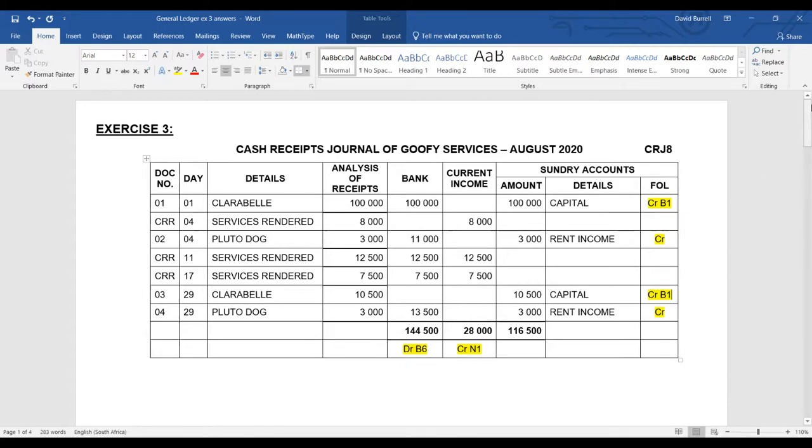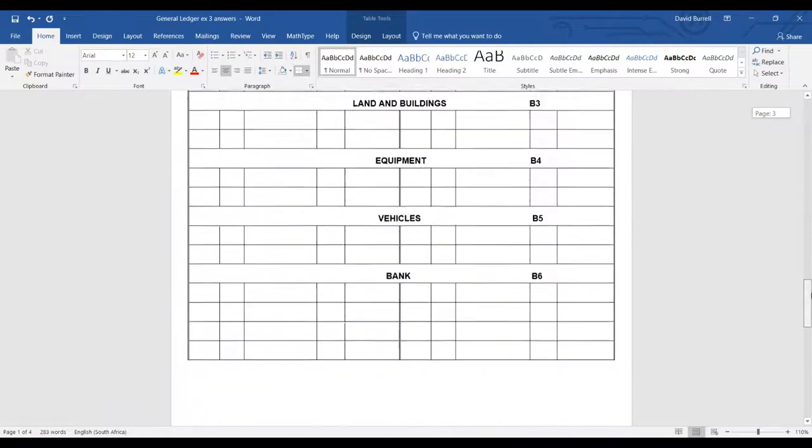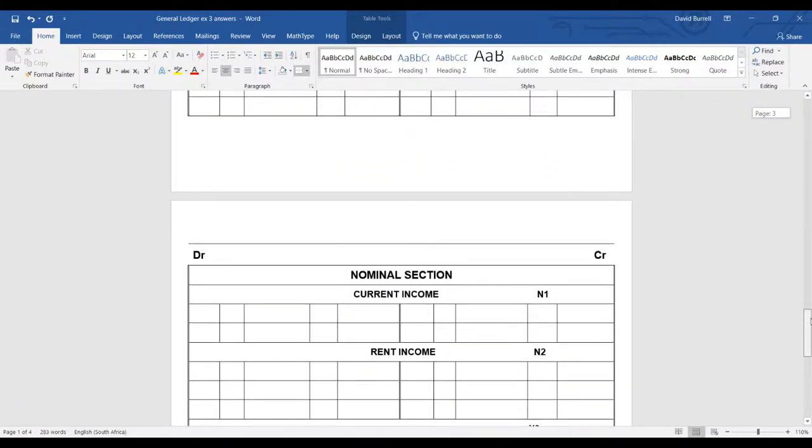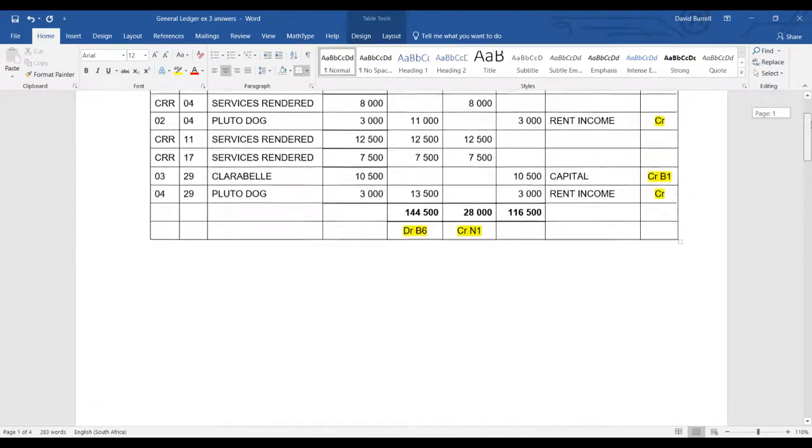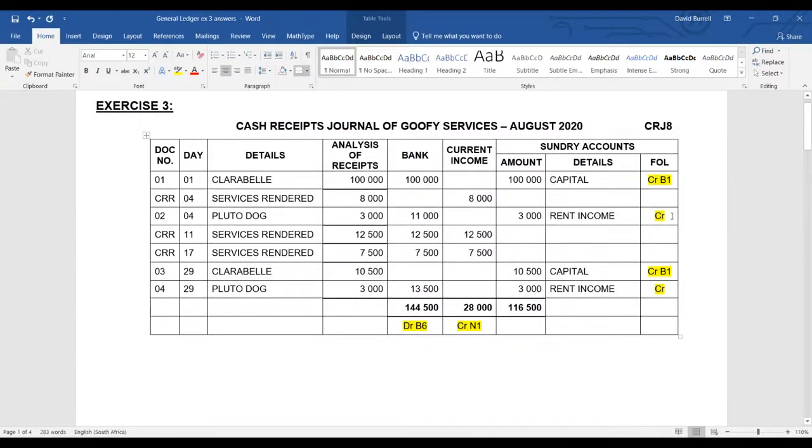And then we have 2 for rent income. So let's just go down. That will obviously be in the nominal section because it's an income, and that's account N2 for rent income. So it's going to be a credit to account N2 there, and credit to account N2 there. Okay, so there we have it. Debit bank, credit all the others.